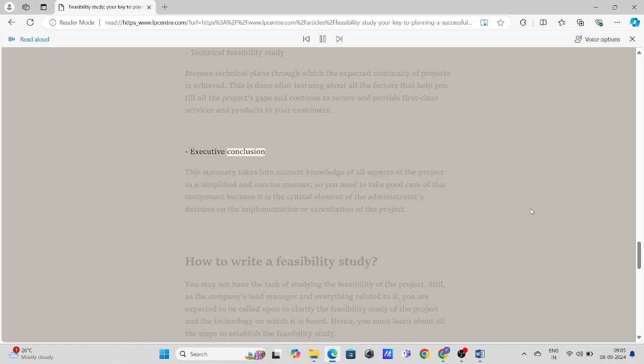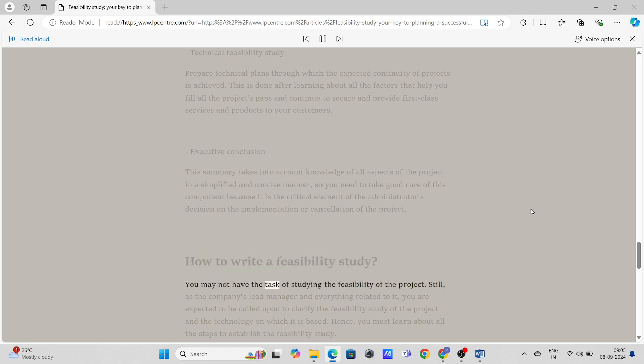Executive conclusion. This summary takes into account knowledge of all aspects of the project in a simplified and concise manner, so you need to take good care of this component because it is the critical element of the administrator's decision on the implementation or cancellation of the project. How to write a feasibility study.